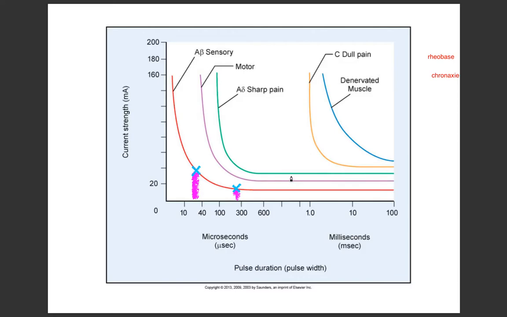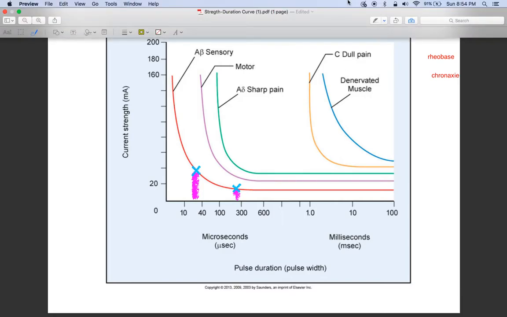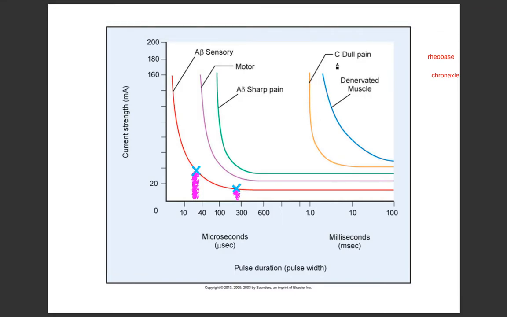If we increase both a little bit more, that can result in a sharp pain, which makes sense because if we think of sharp, that's a little bit quicker, whereas if we keep going, increasing duration, increasing strength, we can produce a dull pain. And then all the way over here to our right is denervated muscle. So it's important to use this graph just to decipher between setting your parameters based upon the different types of nerves.